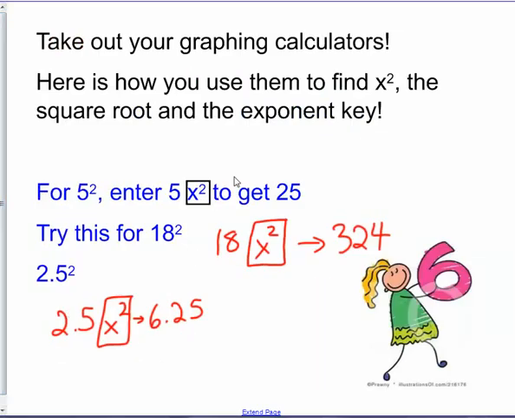In your graphing calculators, I taught you how to use the exponent key. So literally, if I want to know what 5 squared is, I put 5, I hit this button, x squared, and I get 25. Then you tried it for 18 squared. 18 x squared gave us 324. 2.5 squared, hit the x squared button, gives you 6 1/4.